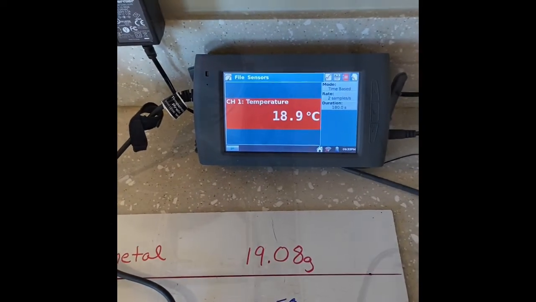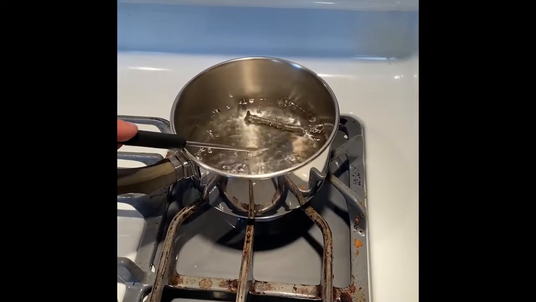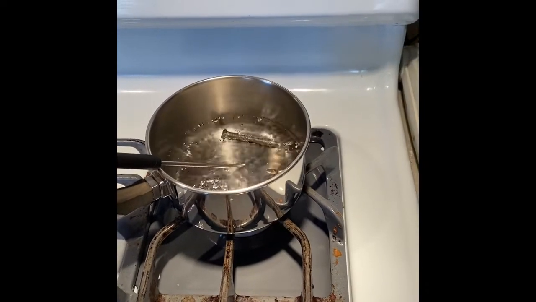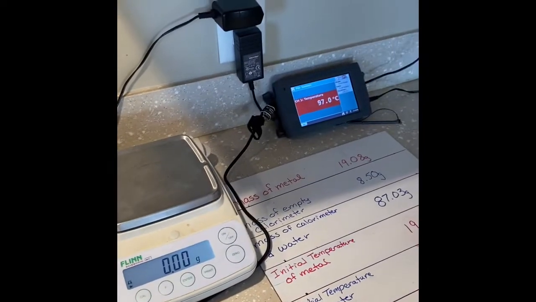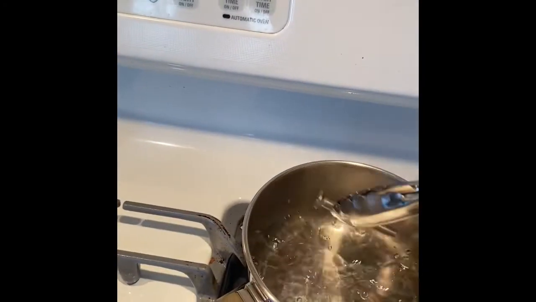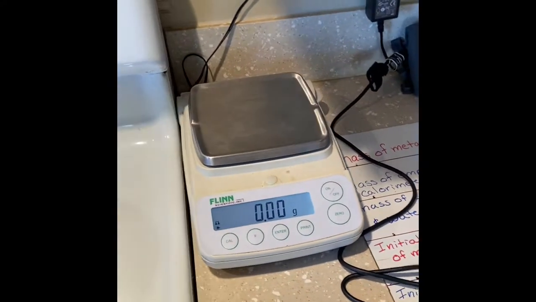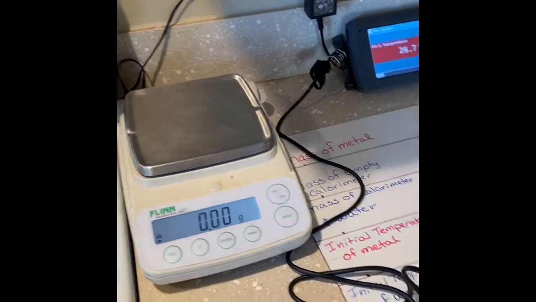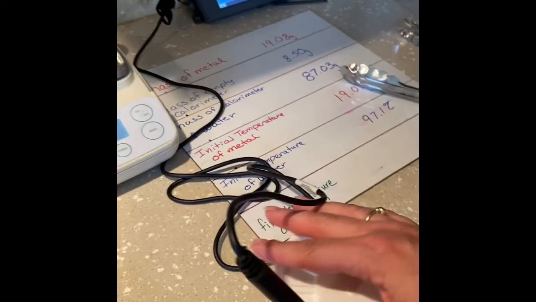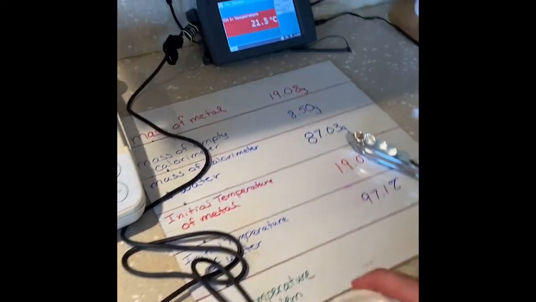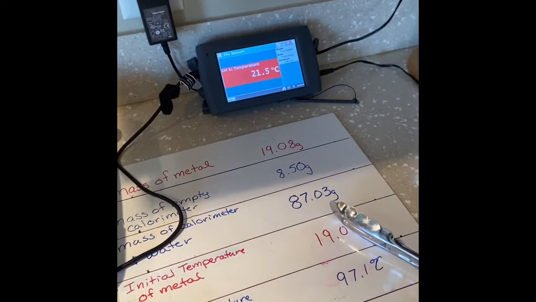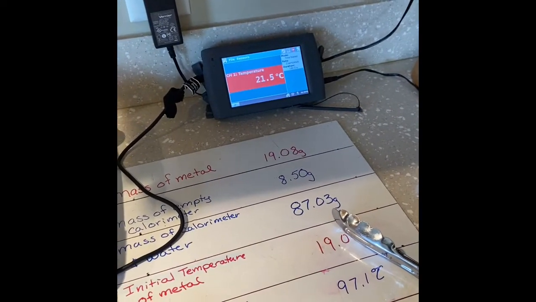Let's see if it stays still. We cannot measure the temperature of the metal directly, so we measure it in boiling water and record its temperature. The metal sample is removed and placed into the calorimeter. The cover is put on, and the sample is swirled until the temperature remains constant.